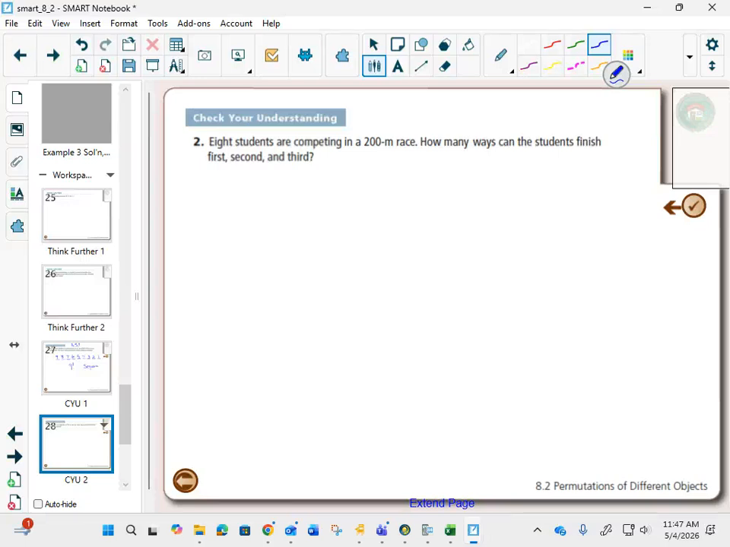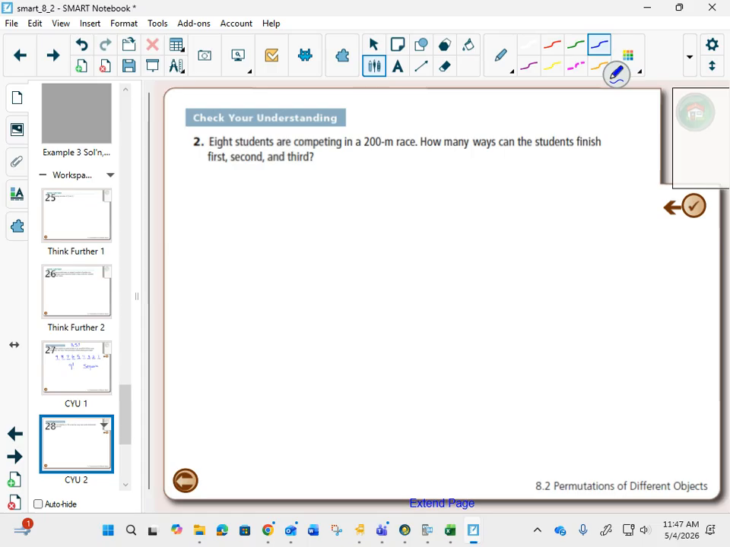8 students are competing in a 200-meter race. How many ways can the students finish? First, second, and third. So it's not just going to be 8 factorial, which would be how many different total finishes from first to 8. But now we're only concerned about first, second, and third.